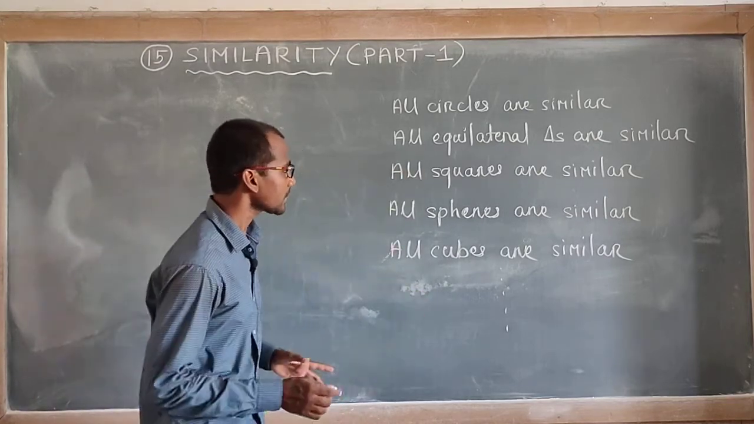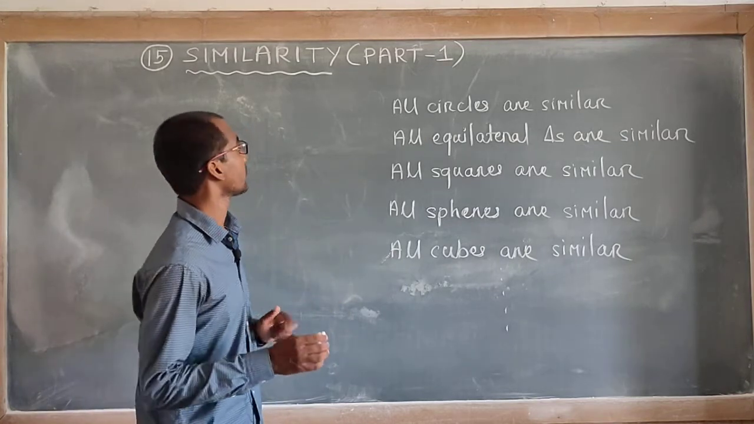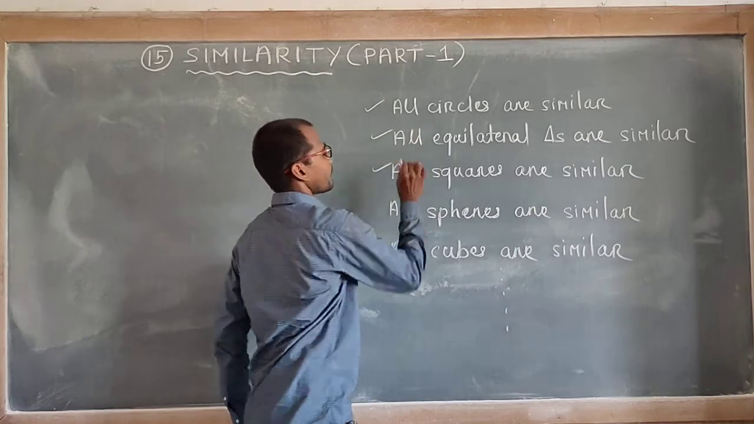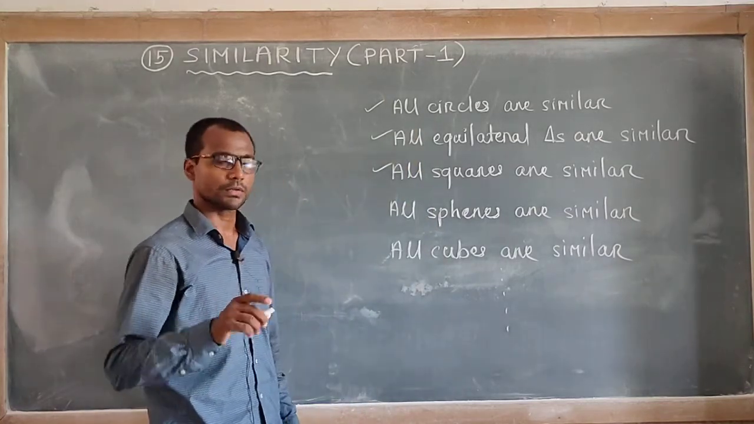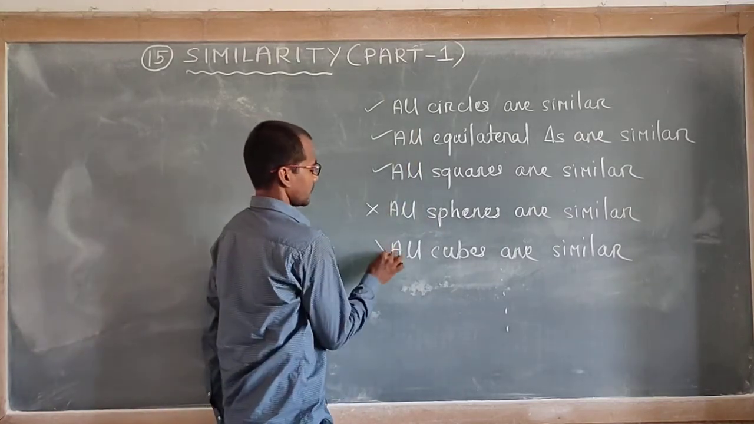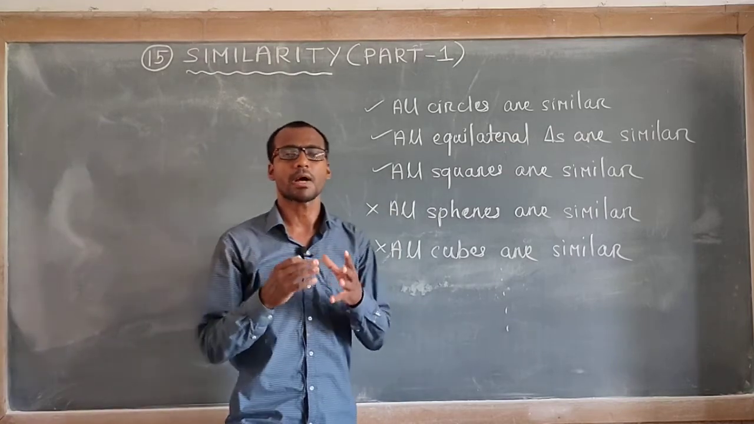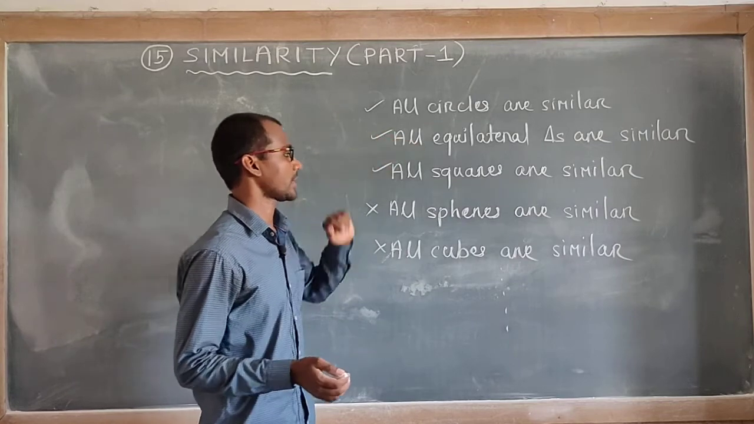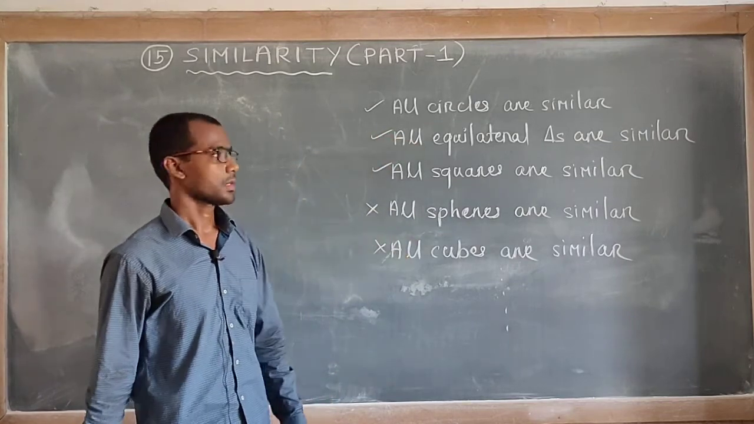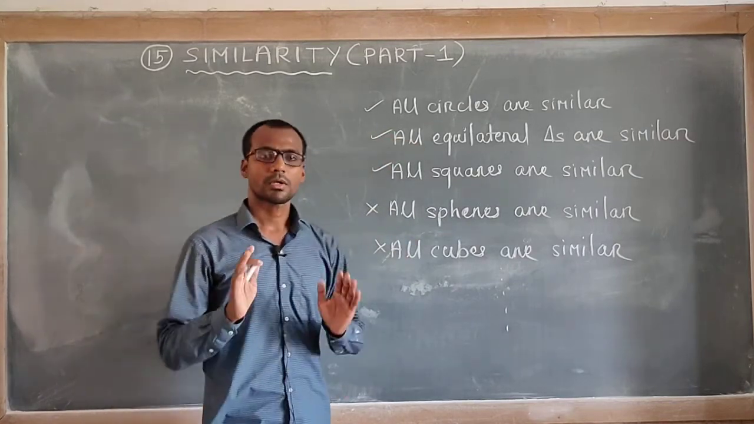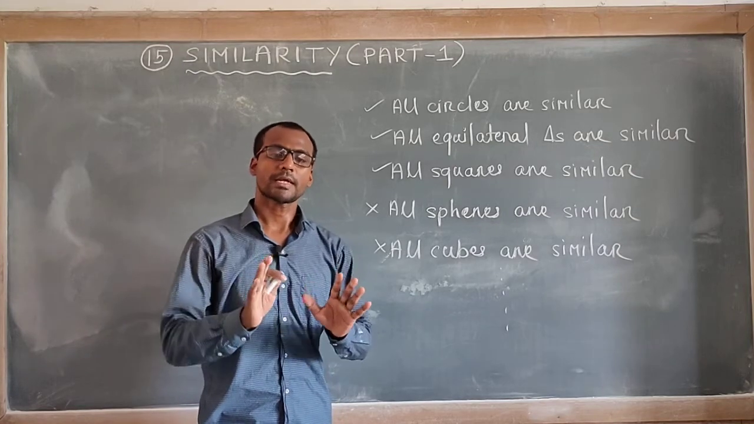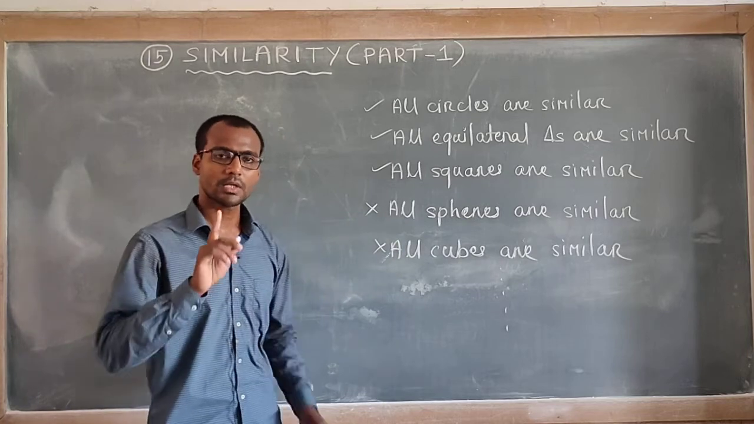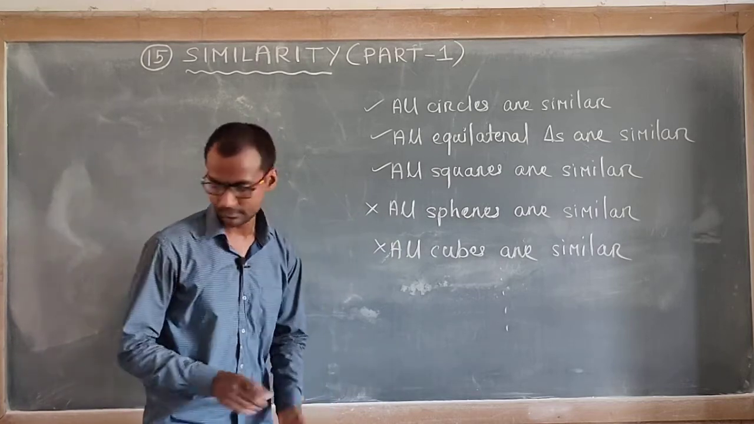So from this you can understand that the concept of similarity can be used in plane figures. Also it can be used in solids. So similarity is a vast concept. It can be used in plane figures also, and in solids also. But we are going to study about plane figures only, that is, two triangles only. So we will focus on triangles, only triangles and nothing else.